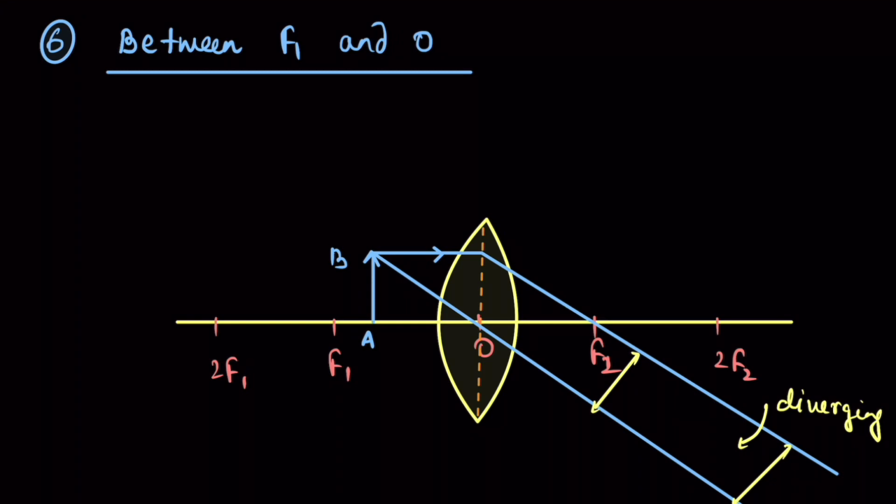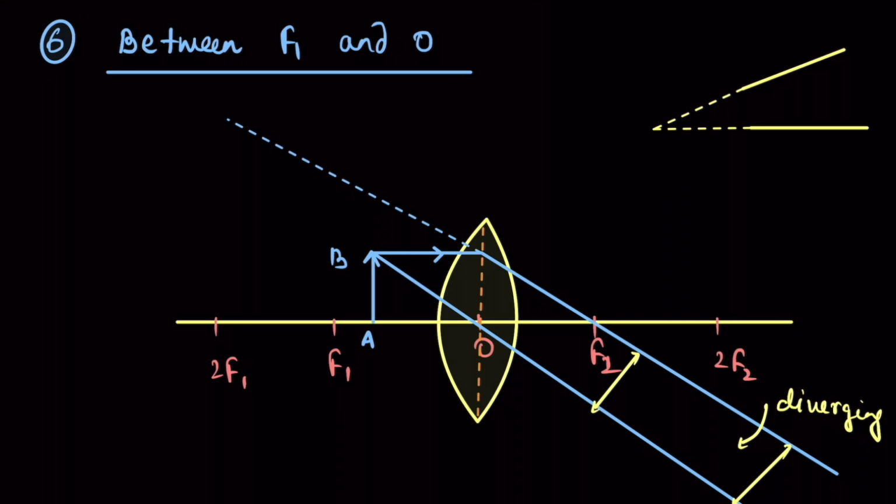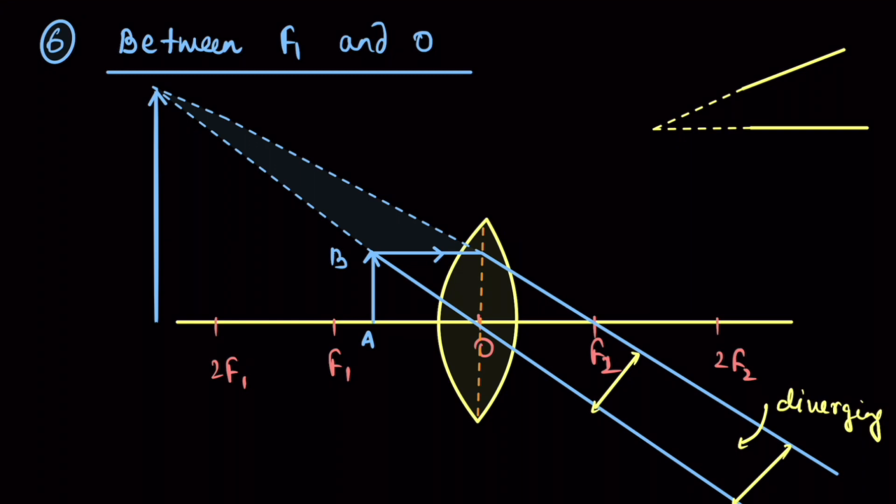So if any rays diverge, it means that they must have a certain starting point. Like in this case, if these two rays are diverging, it means that they must have a starting point. So similarly, here, if the refracted rays are diverging, it means that they must have a certain starting point. And this starting point is magnified. We can name it as A dash, B dash.